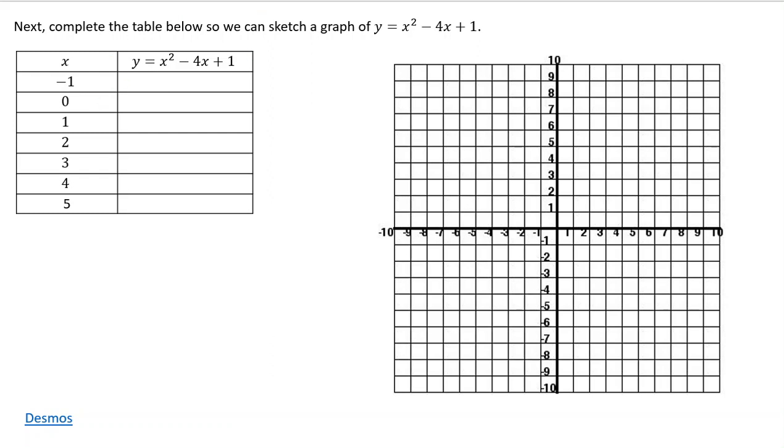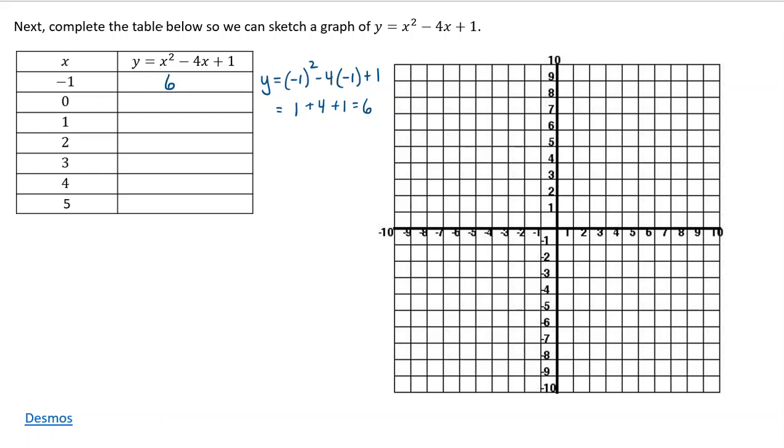And so I'll go ahead and do the first one to give you an idea of what we're doing here. When x is -1, we want to go through and plug a -1 in for x. So we get y equals -1 squared minus 4 times -1 plus 1. And then just go through and evaluate that. -1 squared is 1. 4 times -1 is -4. Minus that, so plus 4 plus 1 gives us 6.